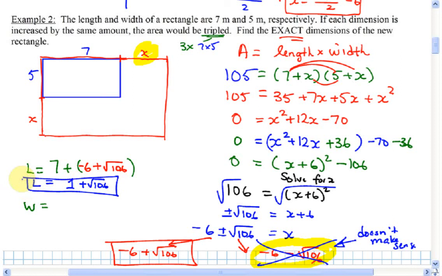Okay? And now do the same thing for the width, please. Your width is 5 plus x. So go ahead now and substitute x back in. And then what's 5 plus negative 6? Negative 1. Negative 1. Good. So width is equal to negative 1 plus root 106. Okay?